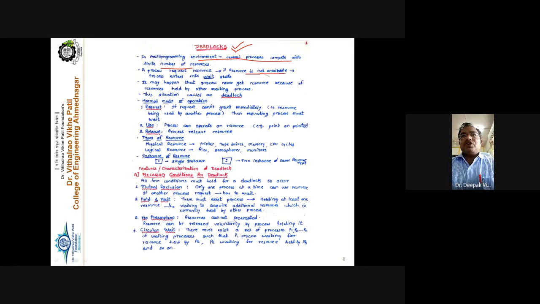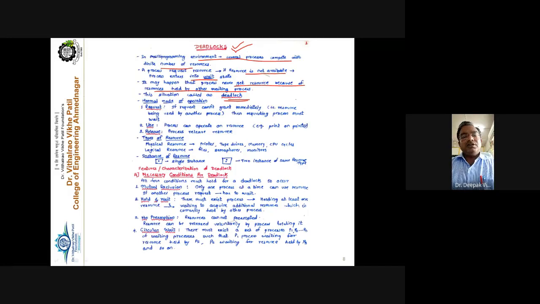A process requests a resource, right? If the resource is not available, the process enters the wait state. For its complete execution, the process requires resources, and if that particular resource is not available because it is busy with some other process, then the requesting process has to wait. It may happen that a process never gets the resource because the resources are held by other waiting processes. So see the scenario. This situation is called the deadlock state.